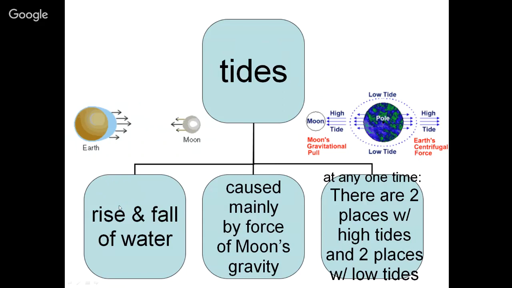So, tides are the rise and fall of water. It's caused mainly by the moon's gravity. And any time there are two places with high tides and two places with low tides, one is pointed towards the moon, the other is away. There will always be low tides that are on the opposite, neither completely away nor completely towards the moon.